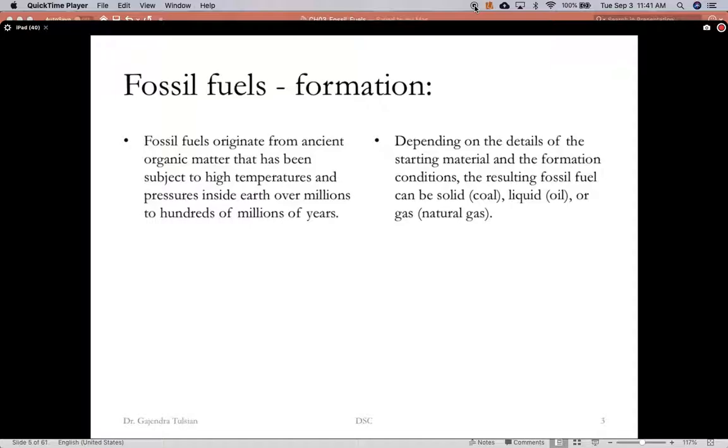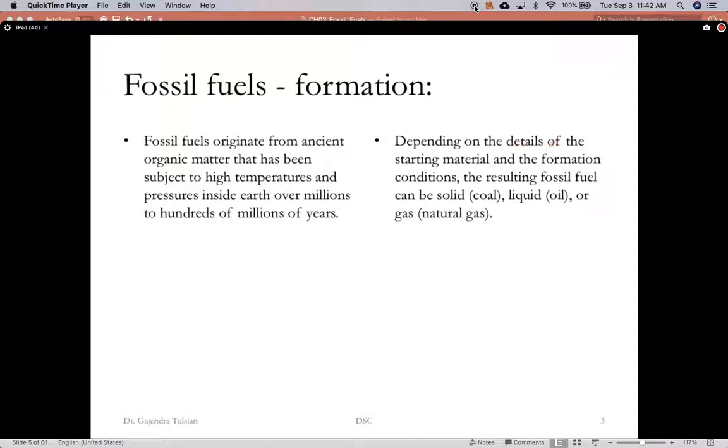Okay, so fossil fuels originate from ancient organic matter, plant and animal matter, that has, as you'll see, been buried in rocks and subject to high temperature and pressure. And fossil fuels are formed over hundreds of millions of years. So we'll look at some of the details.